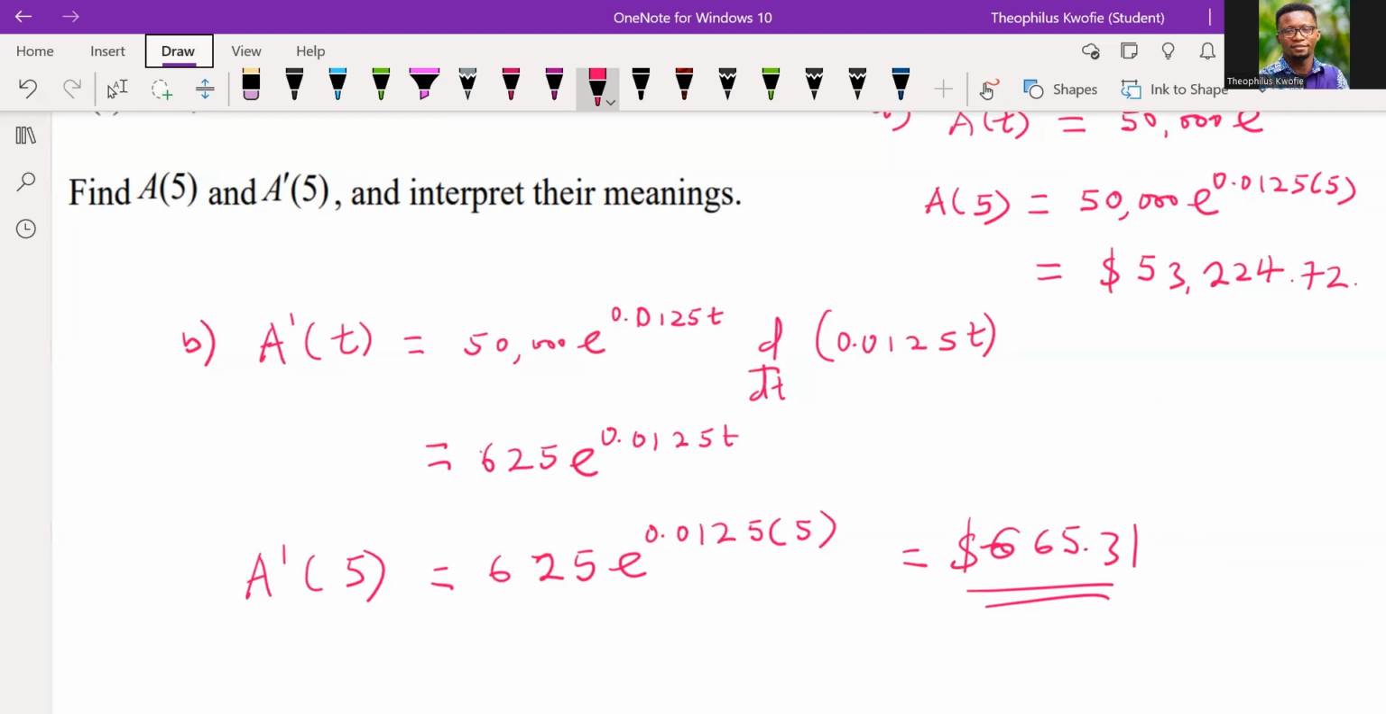We'll say that after exactly 5 years, the value of Franco's Efficient Emporium's account is 53,224.72. And at that instant, the value is growing at the rate of 665.31 per year. Okay. So this is how we can solve this problem.